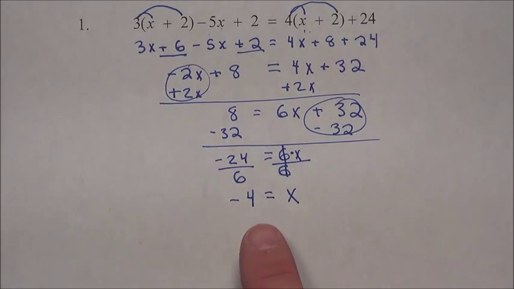That's what all this is about, solving it to try and figure out what that x value would be that would make the two sides balance out and be equal. Problem 1, x is equal to negative 4.